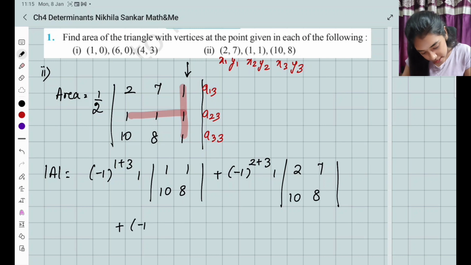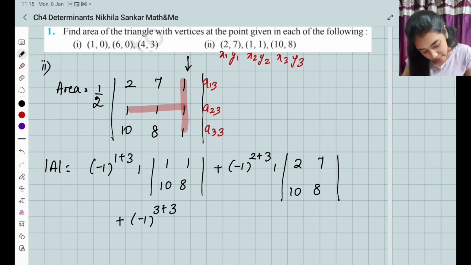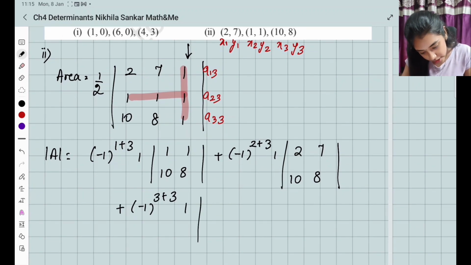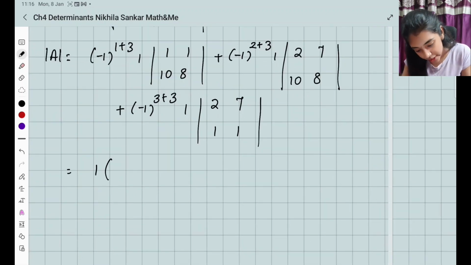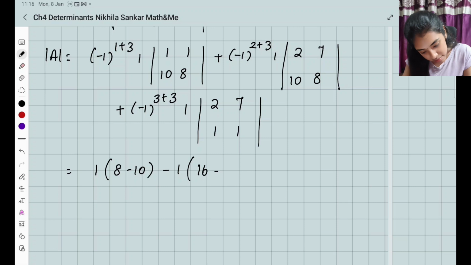Then plus minus 1 to the power 3 plus 3 times 1 into, இப்போ என்ன மீதி இருக்கும்? I'll erase this. Last row omit பண்ணிட்டா 2, 7, 1, 1. Okay. So this is going to be 1 into 8 ones are 8 minus 10 ones are 10. Then minus 1 to the power 5 is going to be minus 1. So minus 1 times 8 2s are 16 minus 10 7s are 70. Then plus 1 into 2 ones are 2, 7 ones are 7. So 2 minus 7. So I'll be left with 8 minus 10 is minus 2.